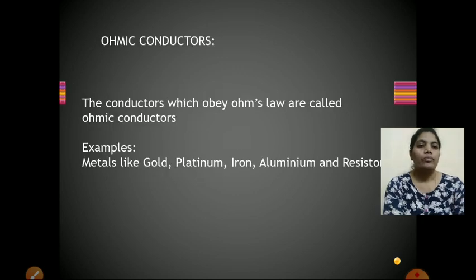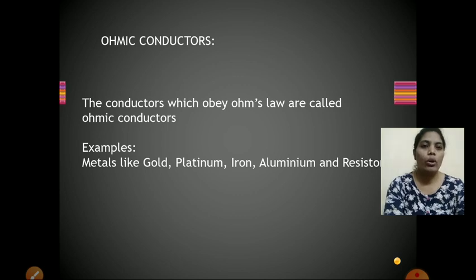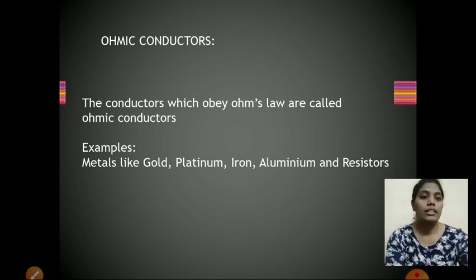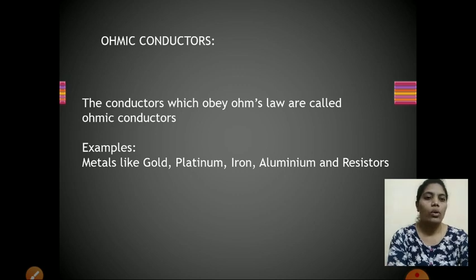Now, this is our today's session about ohmic conductors and non-ohmic conductors. What are ohmic conductors? The conductors which obey Ohm's law are called ohmic conductors. Simply a very easy definition here. The ohmic conductors are the conductors which obey Ohm's law.